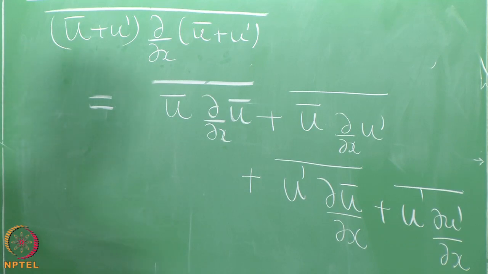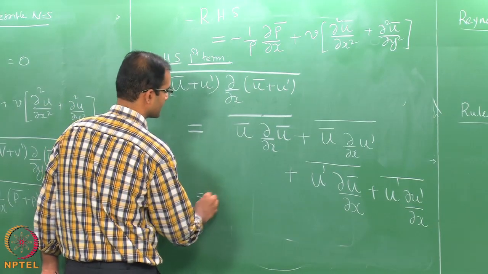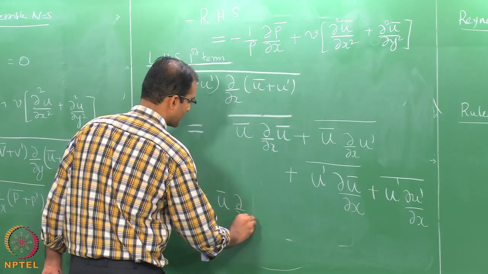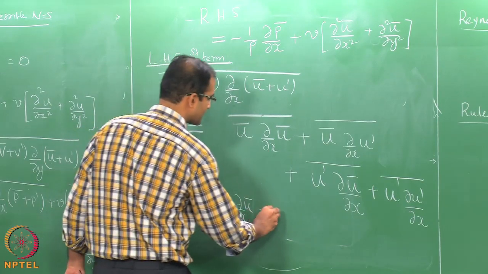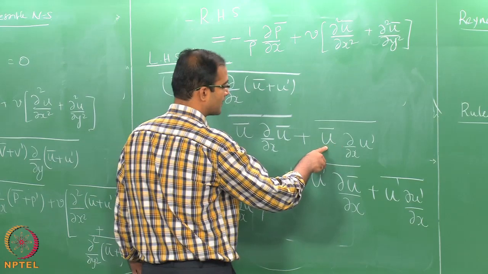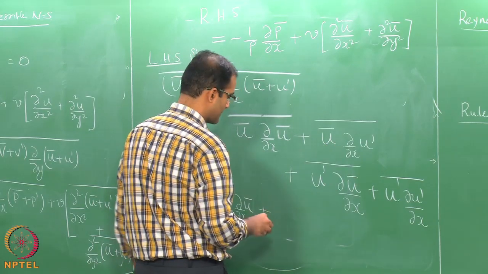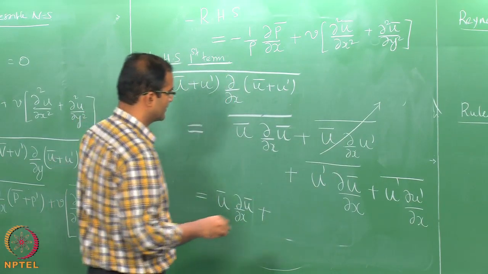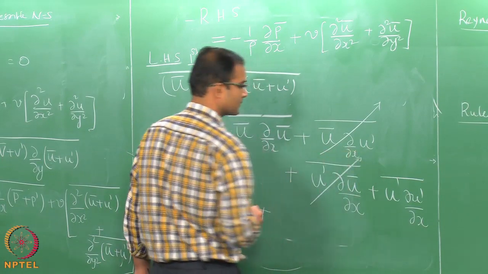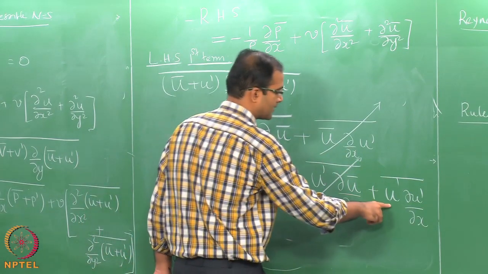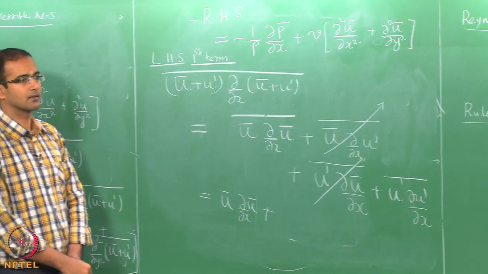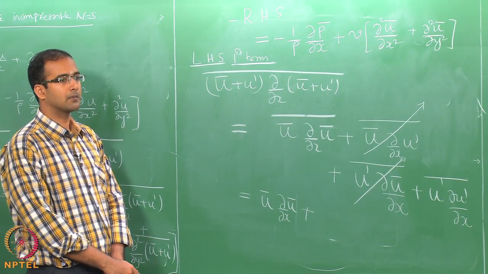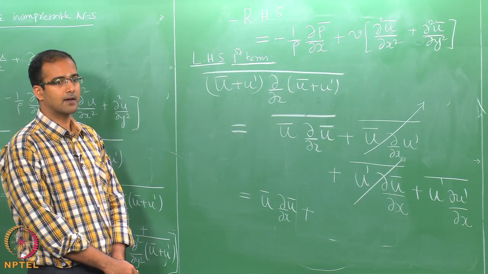Now we can apply the averaging rule. What will it be for this case? U bar d by dx of u bar, which is fine, plus this will be 0. So you have u bar d by dx of u prime bar, which will be 0. Now we have the last term. We have u prime multiplied by du prime by dx, whole bar, but we do not have an averaging rule for that.